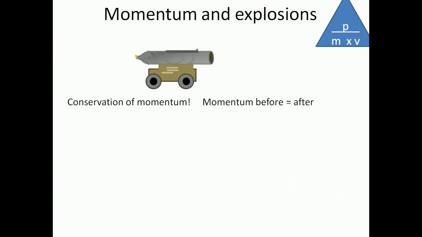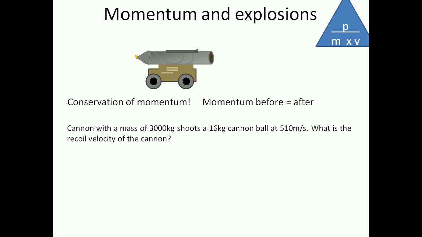So once again, we need to remember the fact that we have conservation of momentum. The momentum before the event equals the momentum after the event. So we have a cannon, and it is about to shoot a cannonball. And we can see that the cannon has a mass of 3,000 kilograms, and it is shooting a 16 kilogram cannonball at a velocity of 510 meters per second. What is the recoil velocity of the cannon?